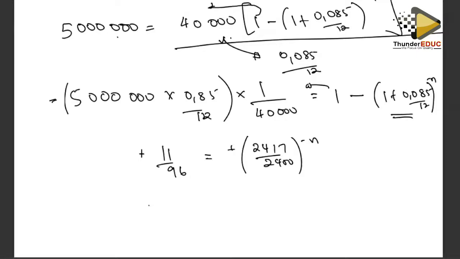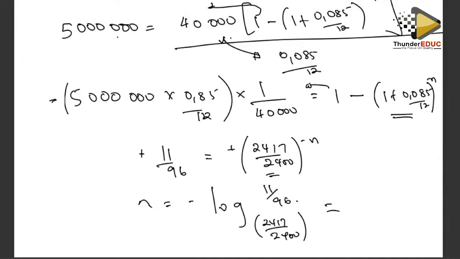So our n is going to be the negative log. This is the base, 2417 over 2.4. This will be the exponent, 11 over 96. When you simplify that, we are getting 306.93, if I round it off to 2 decimals.